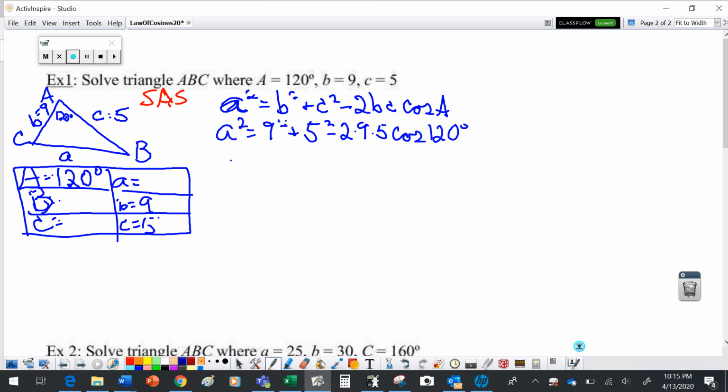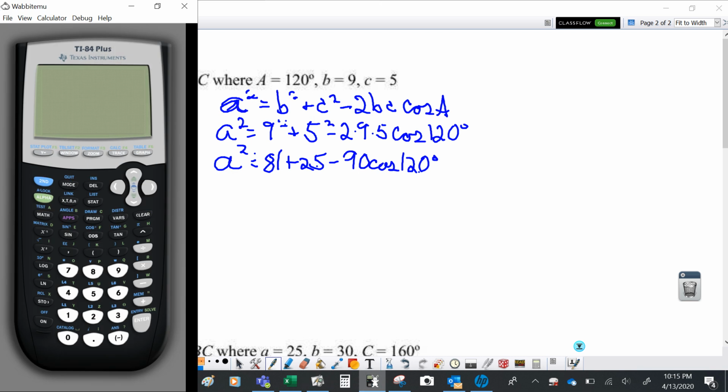Okay, now I can sit here and I can work this out. Let's see, I can do 9 squared, that's 81. 5 squared is 25. Minus, let's see, 2 times 9 times 5. 2 times 5 is 10, times 9 is going to be 90, times the cosine of 120 degrees. Well, cosine of 120, I'm at a loss. I don't know that one off the top of my head.